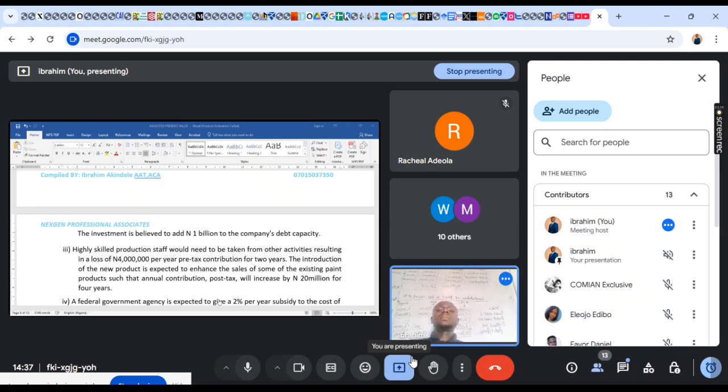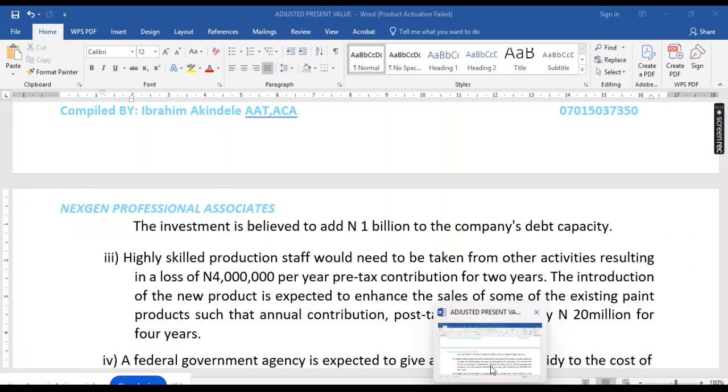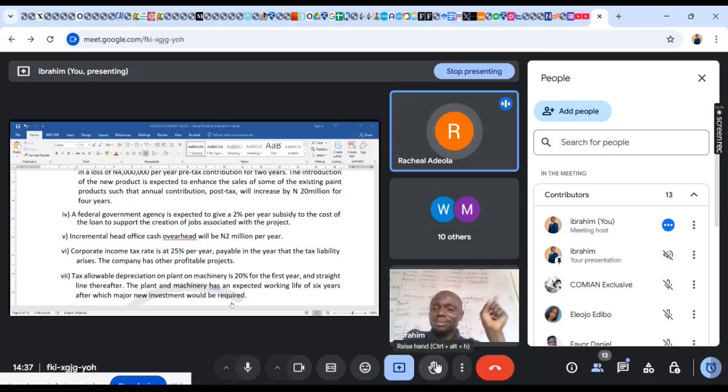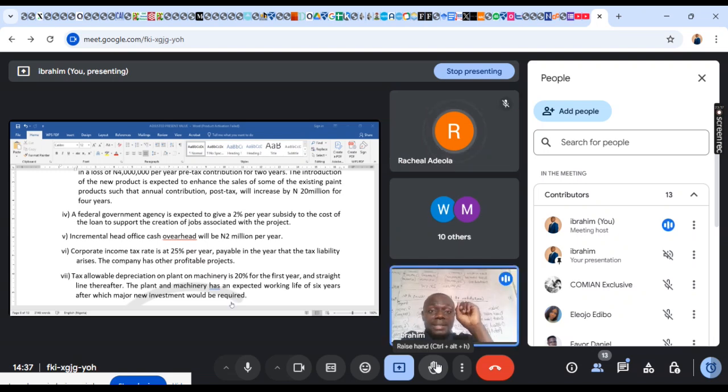Class, am I communicating? Go ahead. A federal government agency is expected to give a 2% per year subsidy to the cost of the loan to support the creation of jobs associated with the project. Fantastic. At the beginning, we were told that both plant and machinery and working capital will be financed by an 8% fixed rate. And government is now saying they will subsidize it. You can see the technicality. 2% below the 8%, so 8 minus 2 is 6%. So the subsidized will be 6%. The commercial will be 8%.